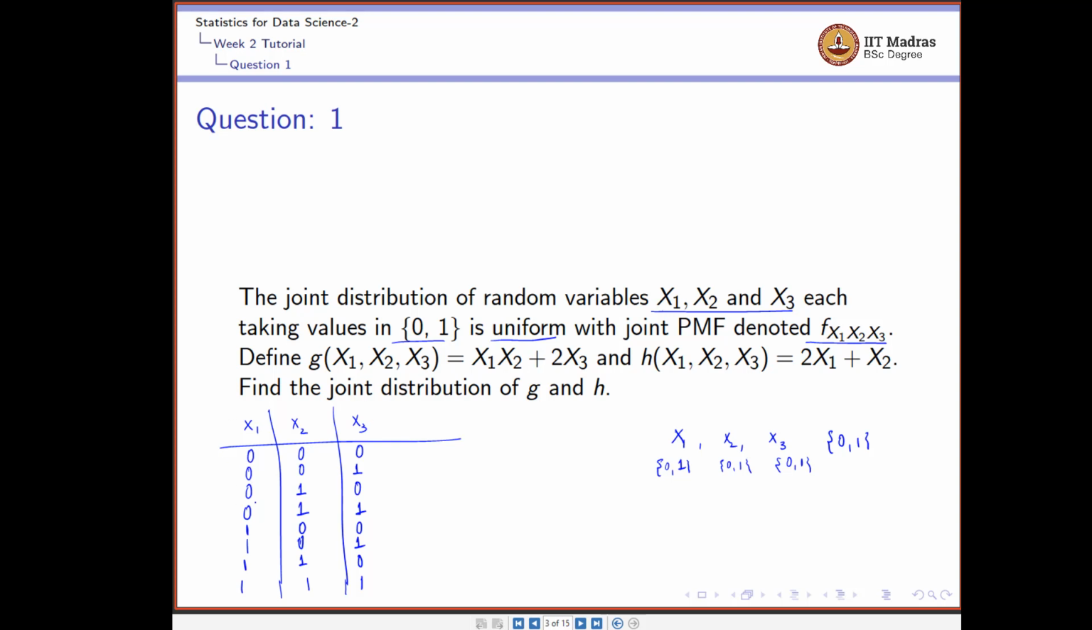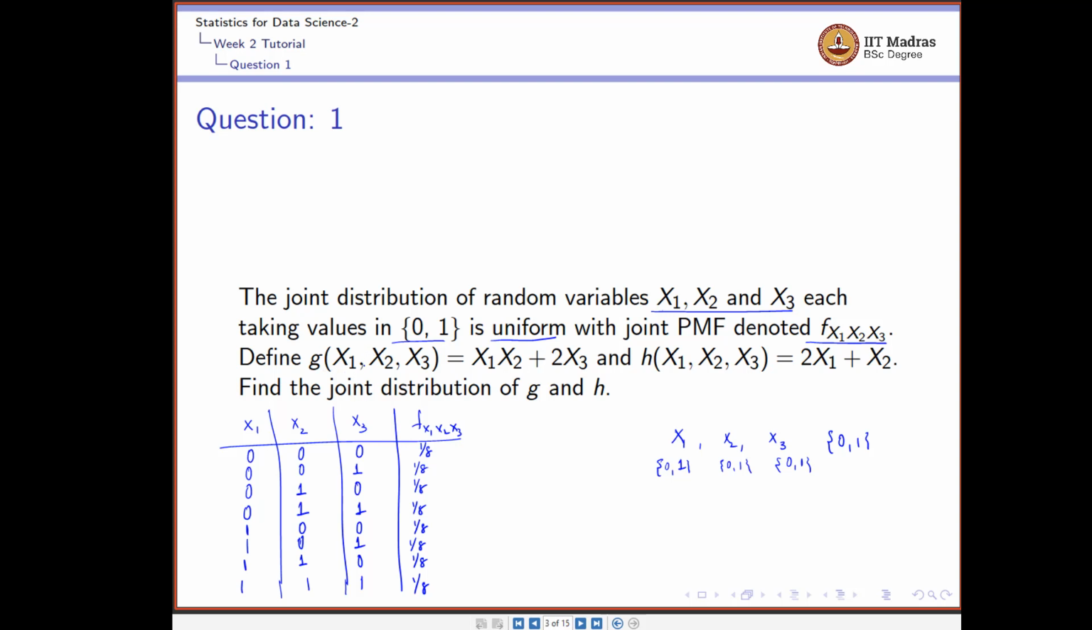Again similarly we have a total of 8 cases and it says each of them is uniform. Their joint probability is denoted by f of x1, x2, x3. So we have a total of 8 cases and it is uniform. So since this is uniform, each of them is going to have probability 1 by 8. Okay.